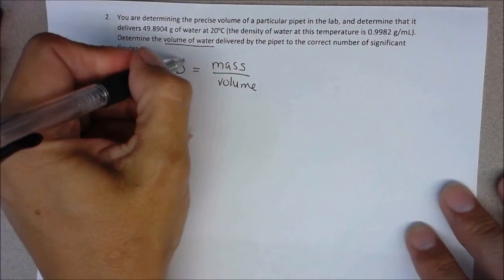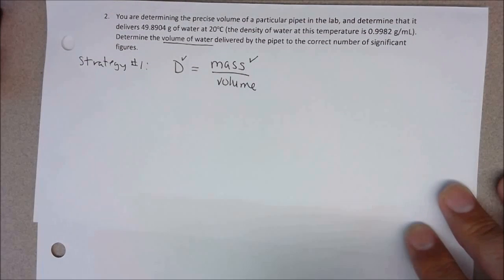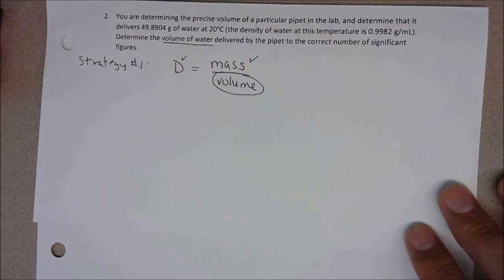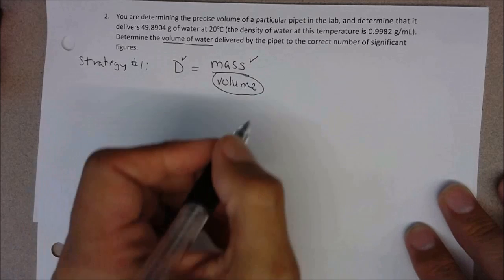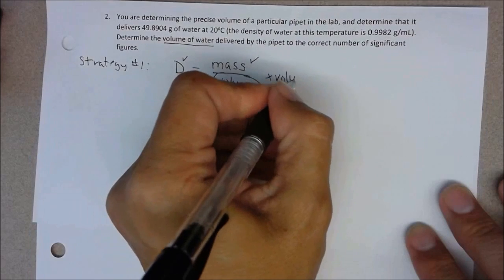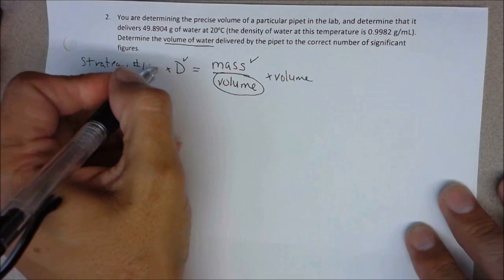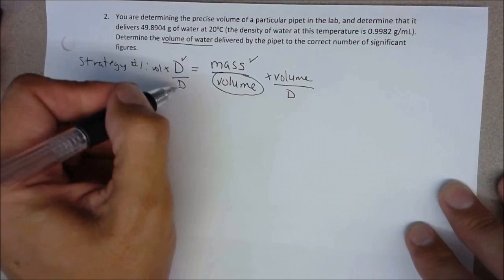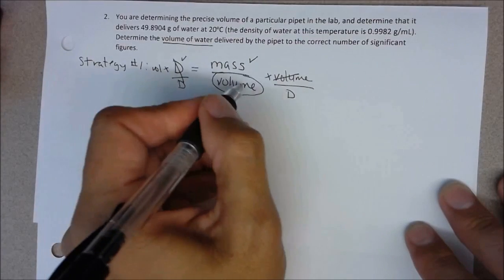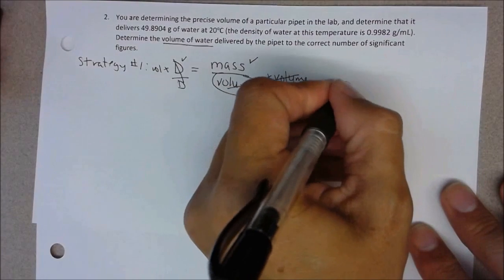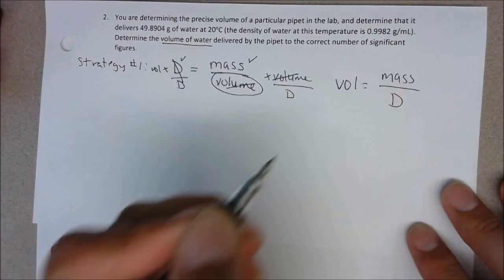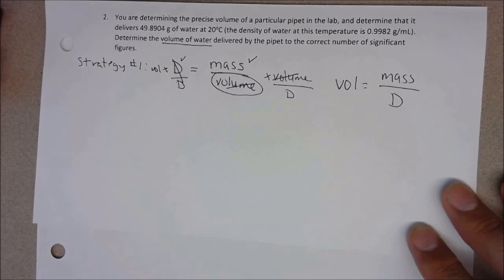You are given density and mass and asked to solve for the volume. The first step is to rearrange the equation so that volume is on the top and density is not by itself. So if we multiply both sides by volume, and divide both by density, now we get volume on one side by itself and mass and density on the other side. Now we can simply plug our numbers into the formula.